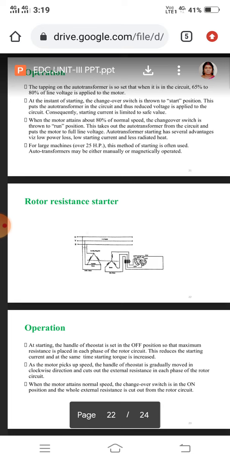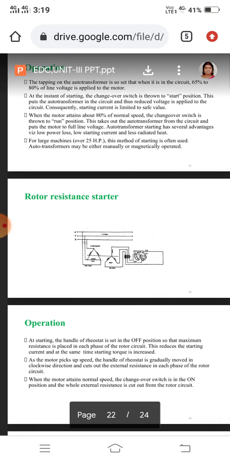Operation of this rotor resistance starter: the handle of the rheostat is set in the off position so that maximum resistance is placed in each phase of the rotor circuit. This rotor resistance reduces the starting current and at the same time starting torque is increased. When current is decreased, the torque is increased.